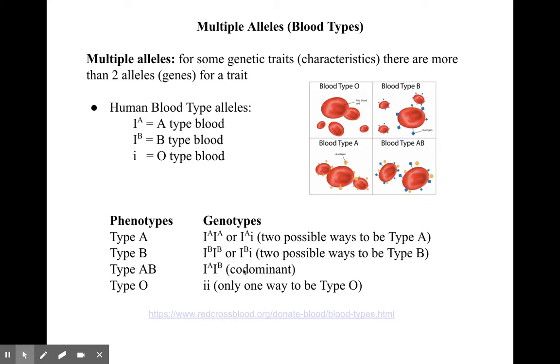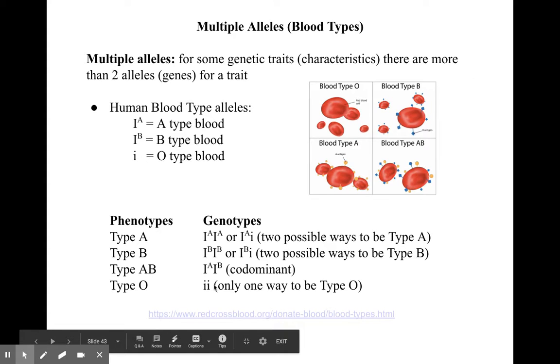All right, then AB. To be AB, again, they're codominant, so you'd have to have one A and one B. That's how you'd be AB. And then type O is if you have two recessive alleles for blood type, which we mark as little i, little i.